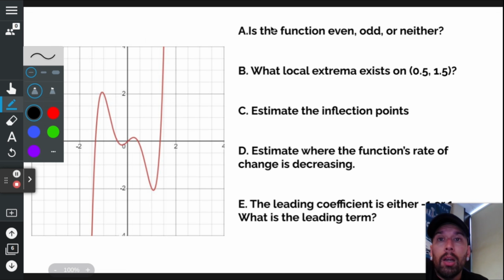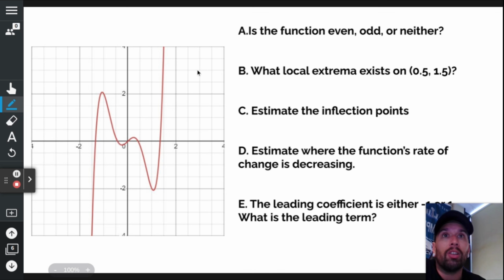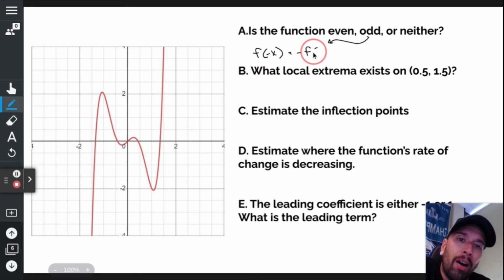Now, odd basically means if you were to take this guy and flip it upside down 180, do you get the same exact image? That's what odd looks like. I think it is, but I'm going to test out the odd formula just a little bit, which tells you that if I have f of negative x, will I get negative f of x?